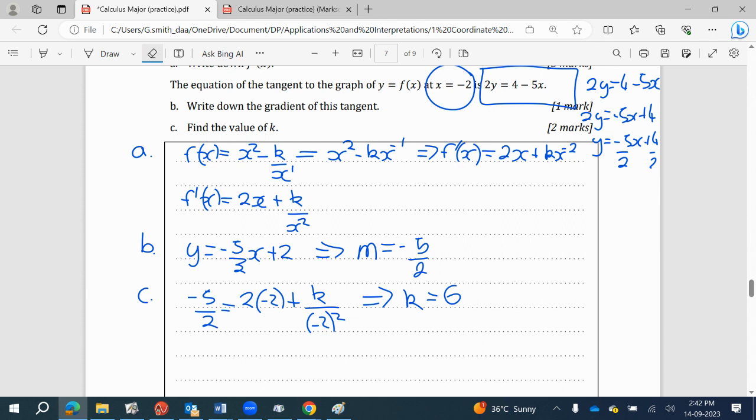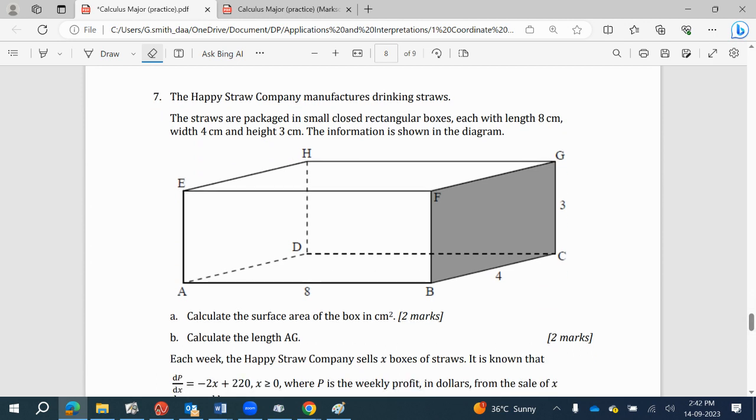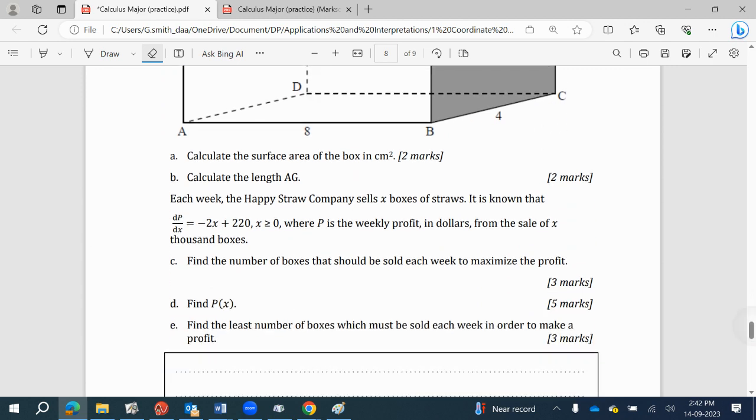Right, are we on to the last question? Yeah. Happy straw companies making straws. They're very happy people.